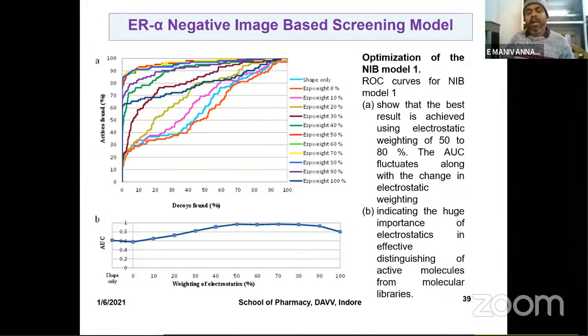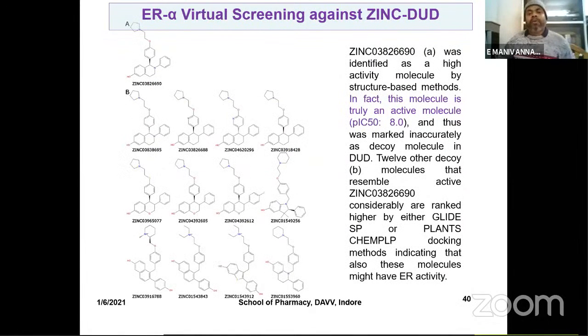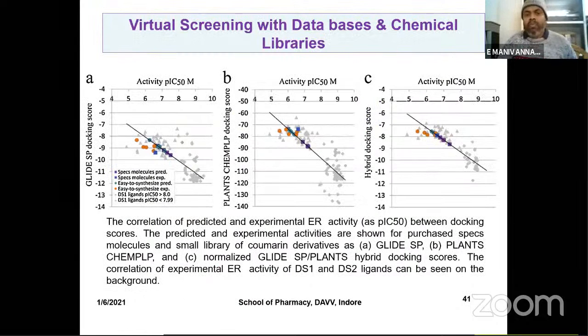It recognizes highly active molecules, so true positives are higher in the case of the negative image based screening. The recognition capacity and distinction of active and inactive molecules is better with the negative image based approach. So this is our retrospective validation, retrospective screening.